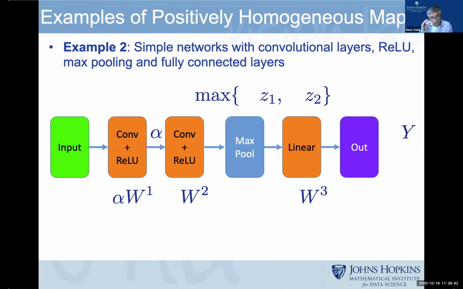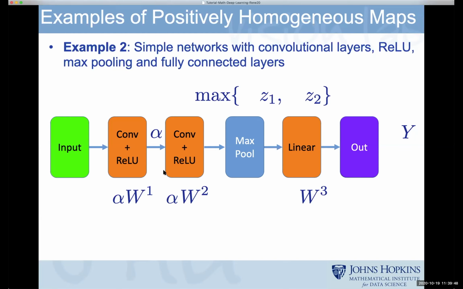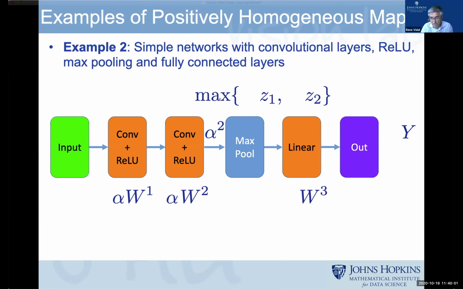Here's where the situation is a little different now, because I have the input to the network being scaled by alpha. And now the second layer of weights is also scaled by alpha. Because it's also a convolution and a ReLU, this means that we're going to have alpha squared after the second layer. So the first layer multiplies by alpha. The second layer multiplies by alpha again. So we've got alpha squared.